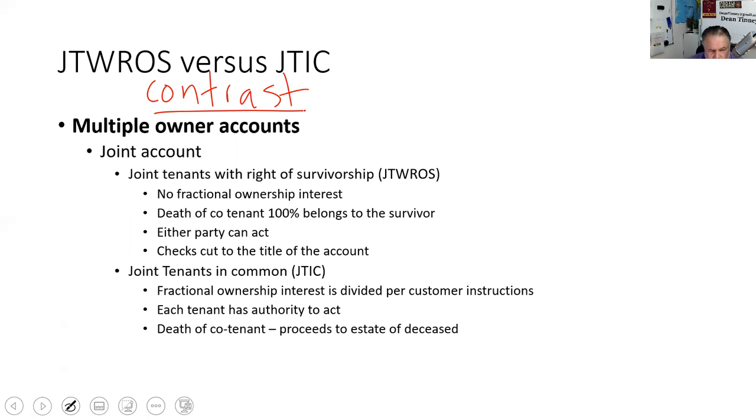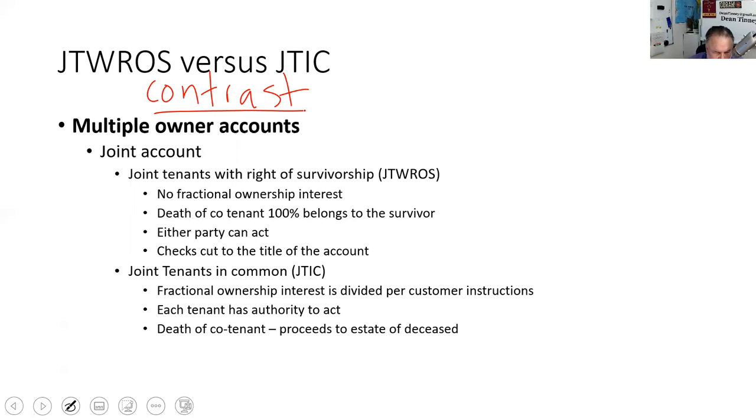Either party can act. Now, it doesn't have to be husbands and wives. I mean, I have joint tenants with rights of survivorship on mom's account. She doesn't have it on my account, but I have it on her account. Anyways, I loaned her some money and I paid myself back. And she said, how'd you do that? I said, well, either party in the account can act.